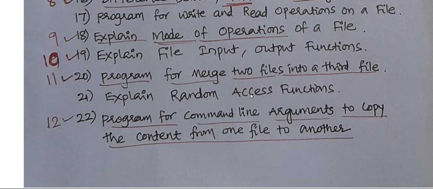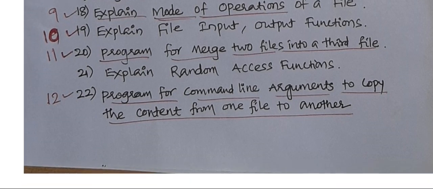These are the random access functions. Next, question 22: a program for command line arguments to copy the content from one file to another file. From source to destination we have to copy by using command line arguments. We pass the arguments at the command prompt. That is the command line arguments.